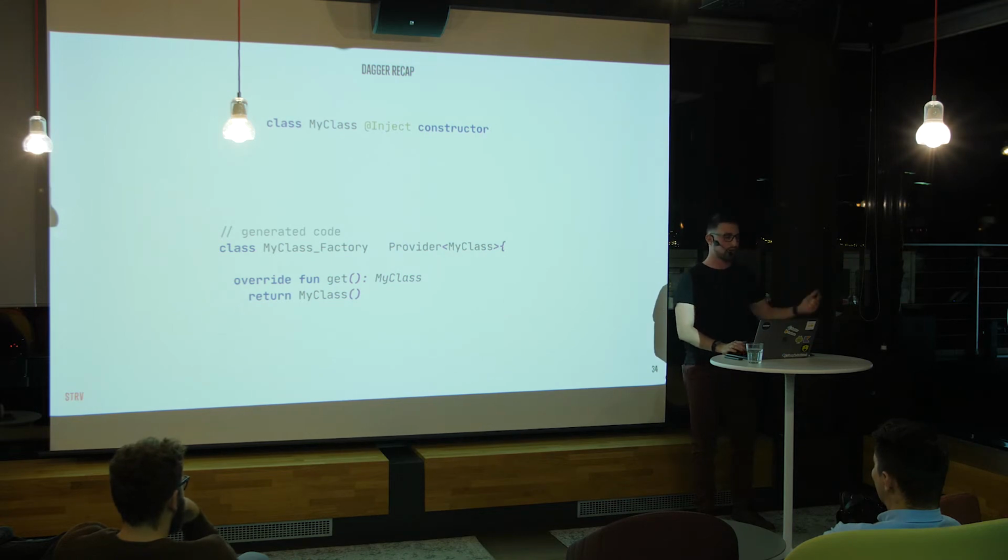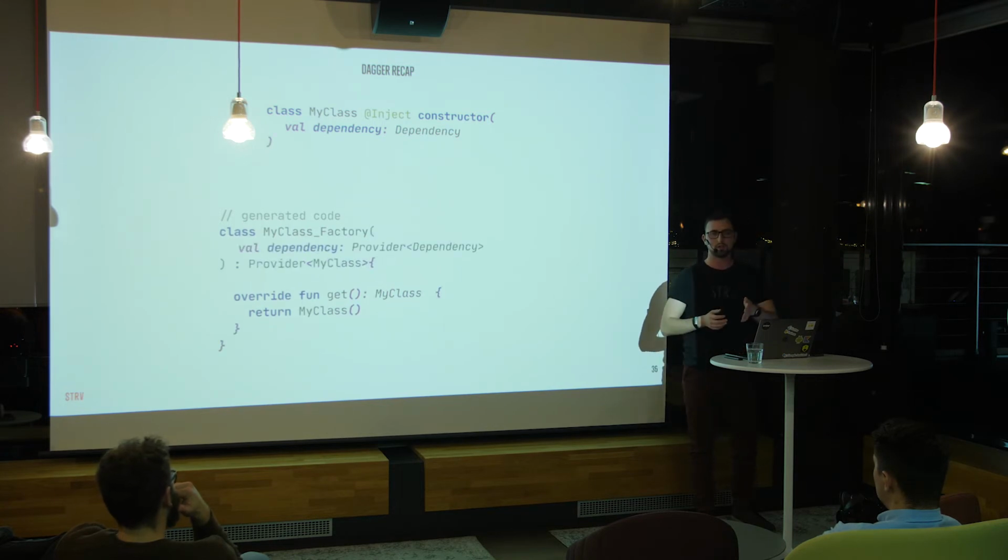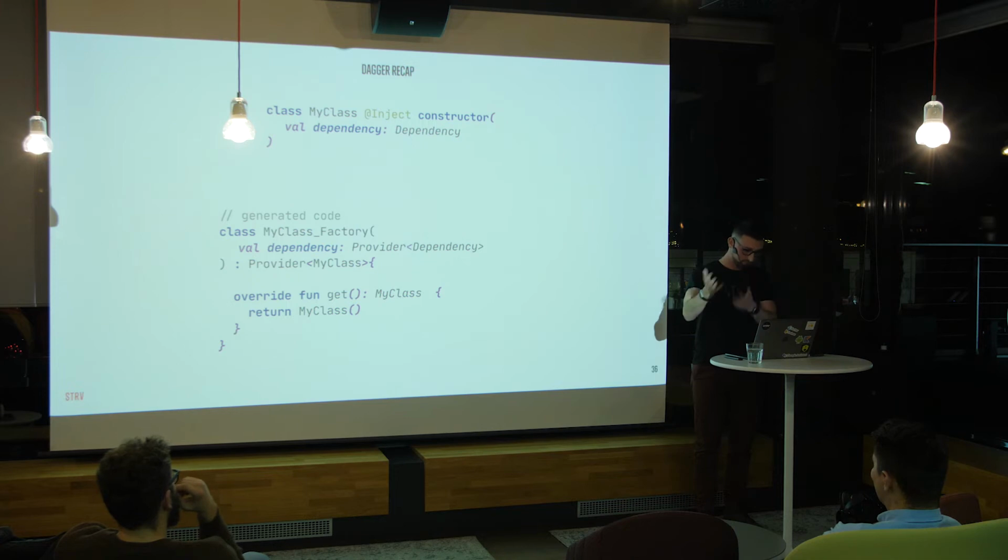So now when you have some dependency and you add it to your class, it will just generate more code in that factory. It will generate, again, a Provider of that dependency, not the dependency itself. And in the get method, it will just call get on that provider.